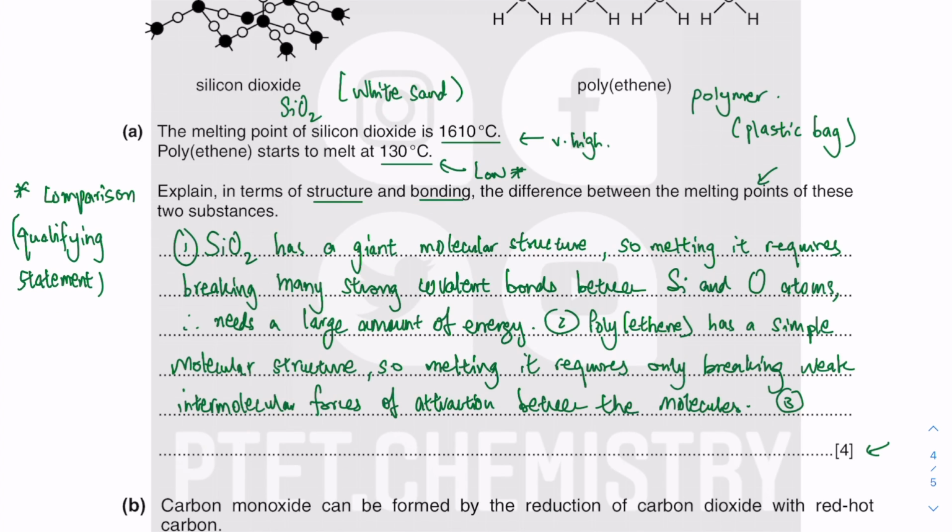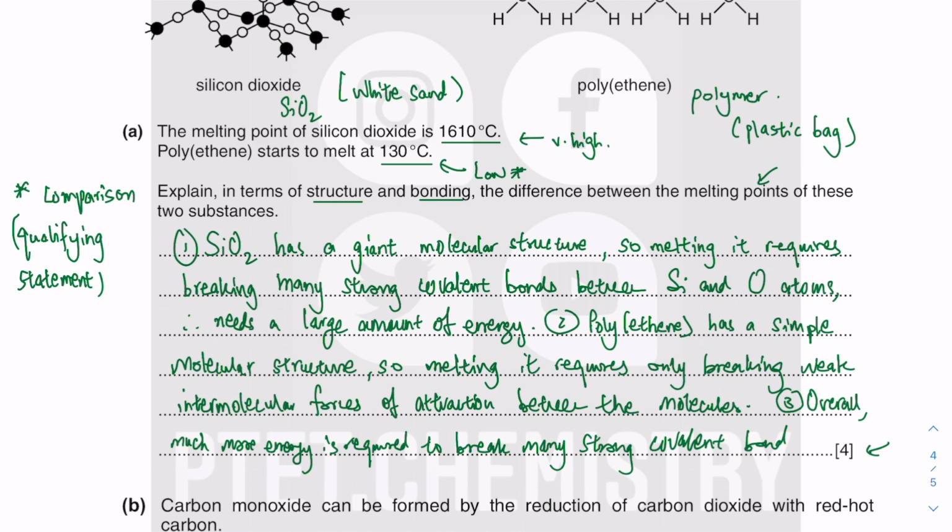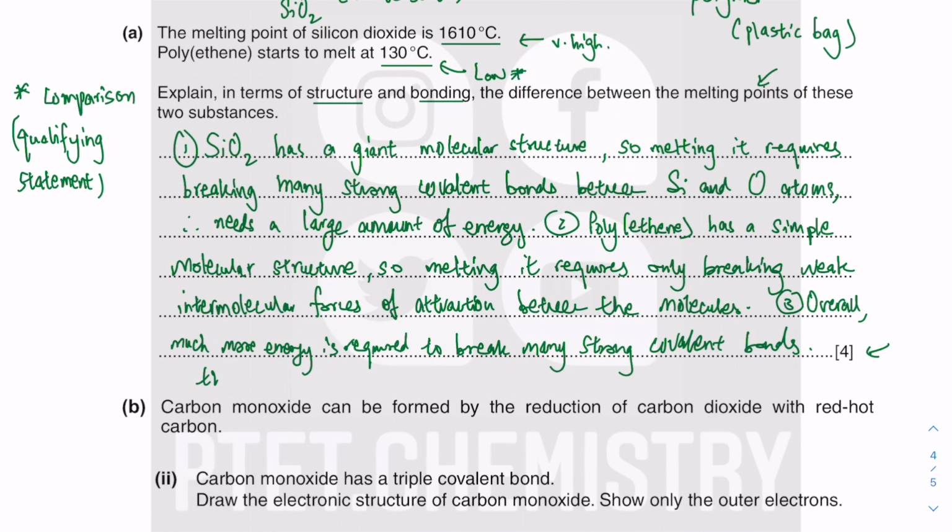And then this is my final qualifying statement, okay? I'm comparing why one has such a high melting point and the other one has a very low melting point. Overall, much more energy is required to break many strong covalent bonds than to break weak intermolecular forces.